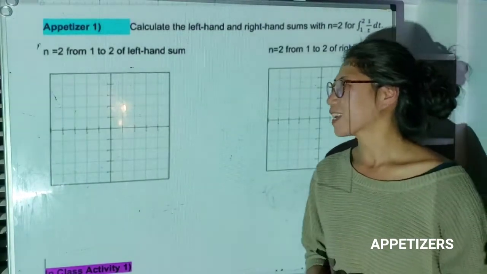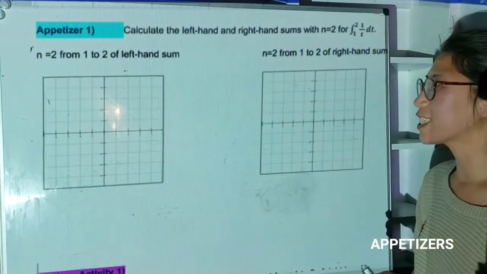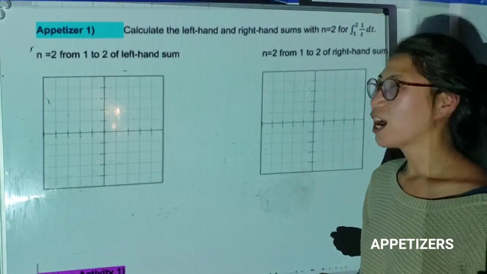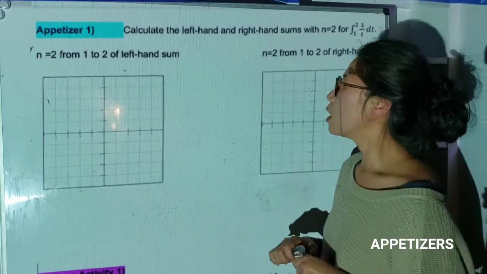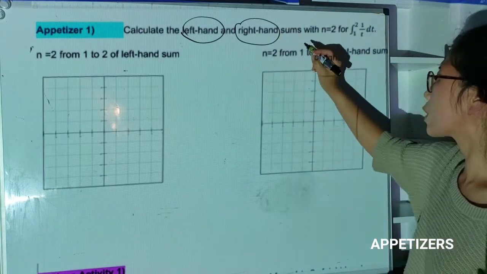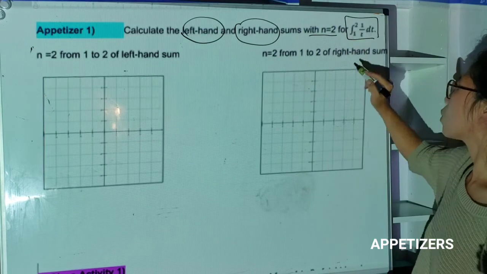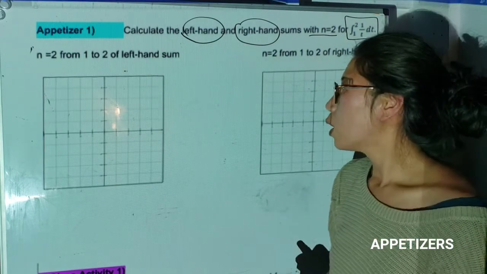So let's talk about our appetizer 1. We are going to repeat a similar procedure to what we did in the previous section, and I'm going to explain some more details and how we can build the integral notation from the Riemann sum of adding all those rectangles. We are going to have the left-hand sum and right-hand sum again, which we call the Riemann sum, of this function. I want to find the area from 1 to 2 of the function 1 over t.